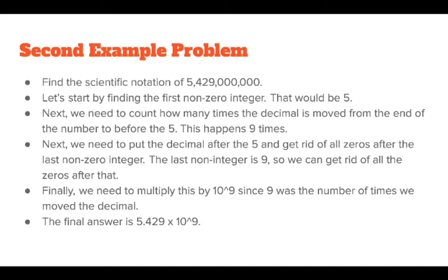Next, we need to put the decimal after the 5 and get rid of all the zeros after the last non-zero integer. The last non-zero integer is 9, so we can get rid of all the zeros after that. We would be left with 5.429. Finally, we need to multiply this by 10 to the 9th, since 9 was the number of times we moved the decimal. The final answer is 5.429 times 10 to the 9th.